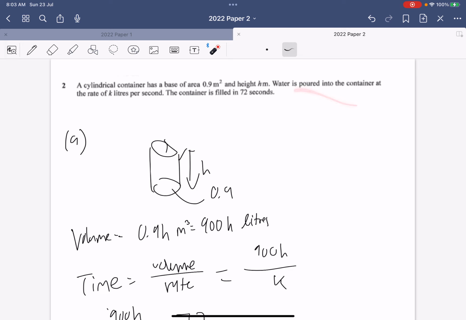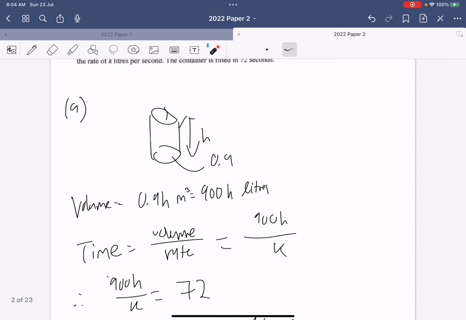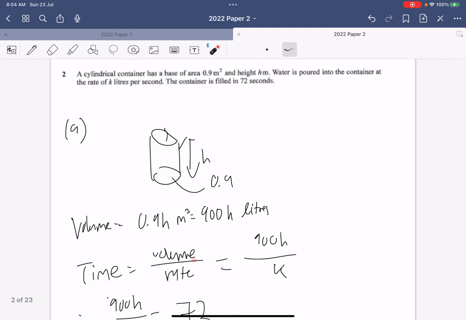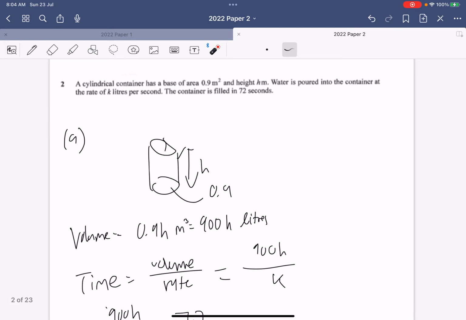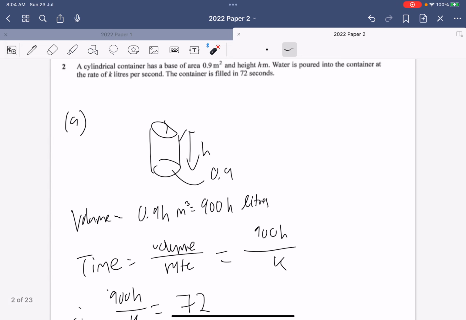The water is poured at a rate of k liters per second, and it will fill in 72 seconds. So first you must find the volume. The volume is 0.9 times h, but this is in meters cubed, that is m squared times m. In the question they will tell you that 1 meter cubed equals 1,000 liters, and so you must convert it to liters because the rate is k liters per second.